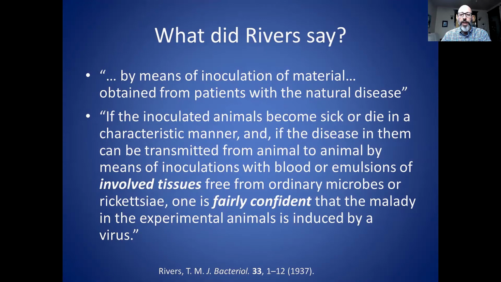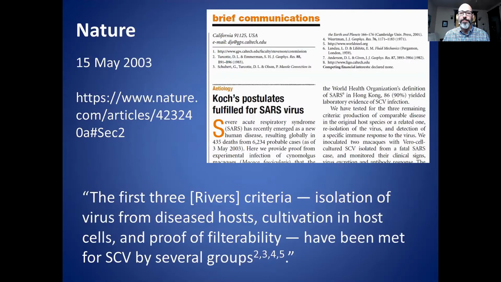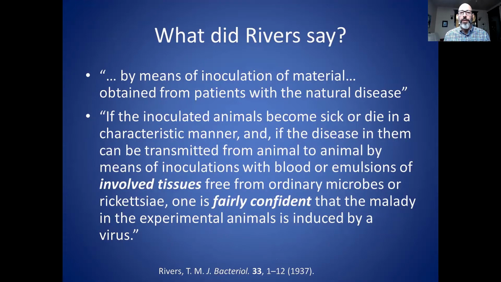He says one is fairly confident that the malady in the experimental animals is induced by a virus. So basically what he's saying is, if you apply his criteria, it's not certain, but you can be fairly confident that the virus causes that disease. That is not very inspiring of confidence in me, but nonetheless, that is what he said about these criteria. So in other words, even if all 6 of the criteria are satisfied, that only leads you to be fairly confident, not conclusive, not certain, not 100%, just fairly confident.